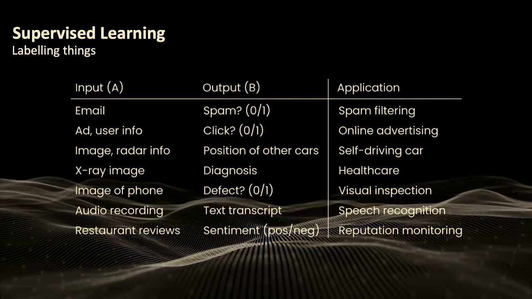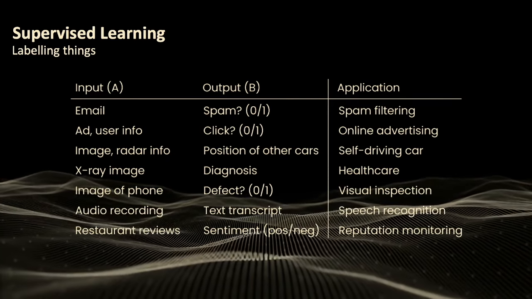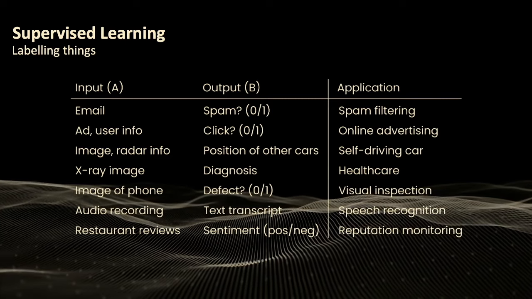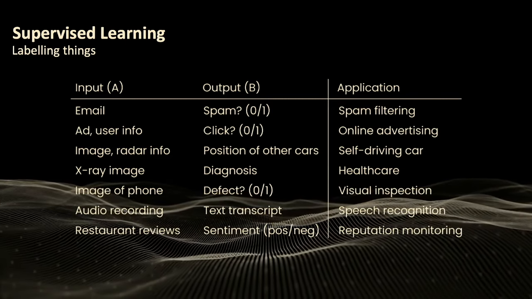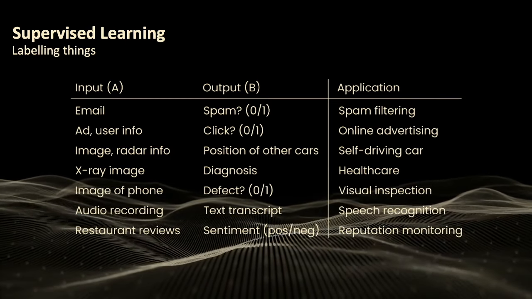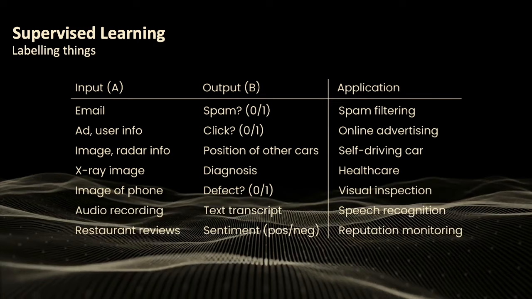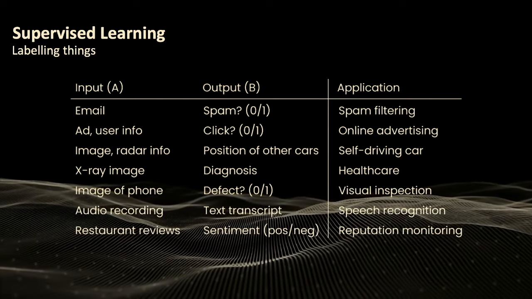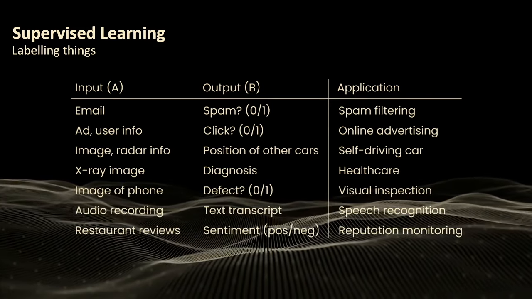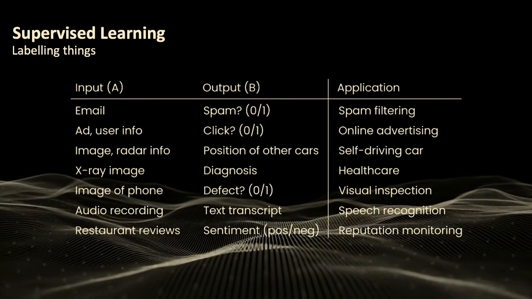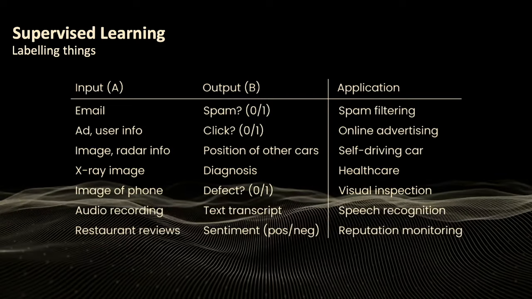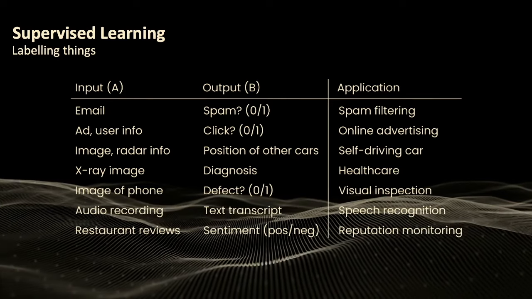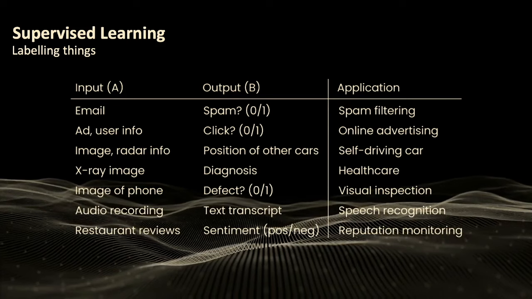And for self-driving cars, with the image in front of the car and the radar info, we can predict and label the position of other cars. This is how self-driving cars and driver assistance systems work. And in the healthcare area, with an X-ray image given, we can label the area where the disease exists. This is similar for visual inspection for phones. We can recognize and label the area on the phone image where the scratches and defects are. And another use case is speech recognition, where we can translate an audio recording to a text transcript.